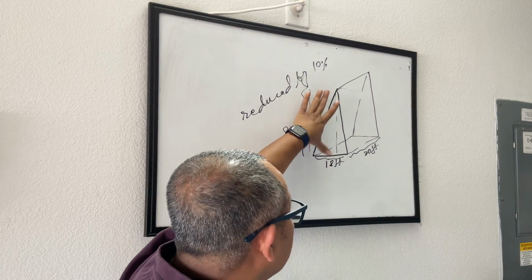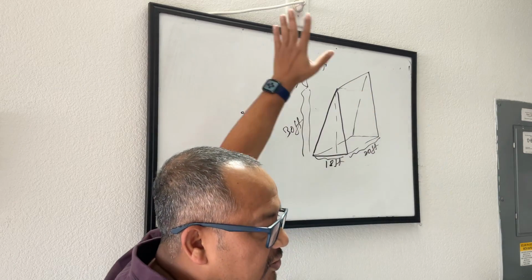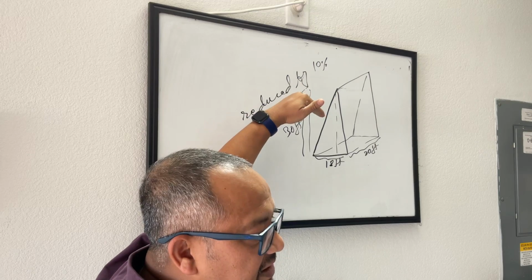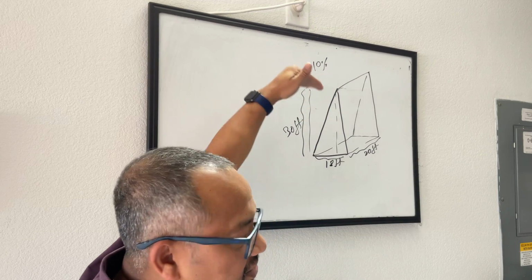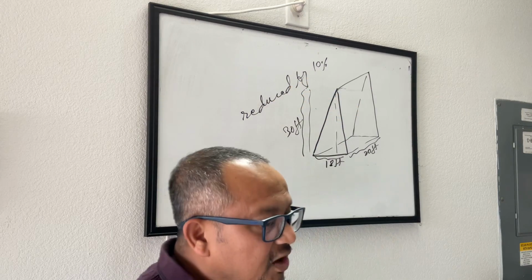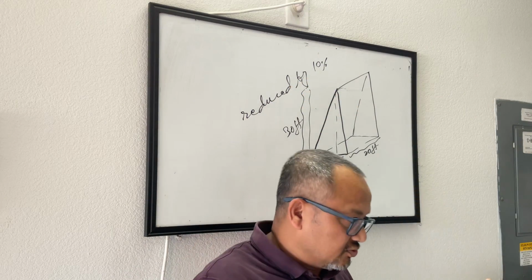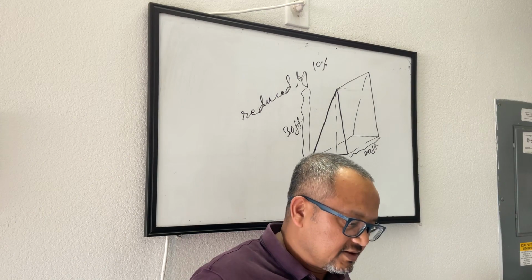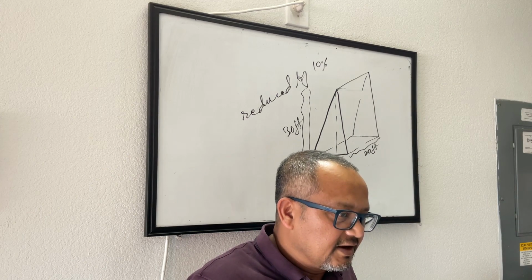The architect created a design, and these are the dimensions given. The local building department says, no, this is too tall. Reduce the height by 10%. So after we reduce the height by 10%, what will be the new volume of the house in cubic feet? How would you find that out?